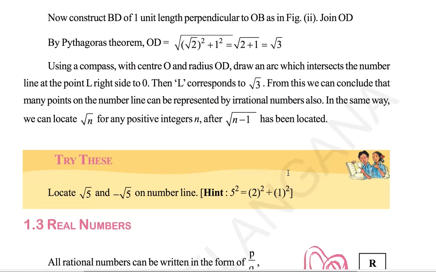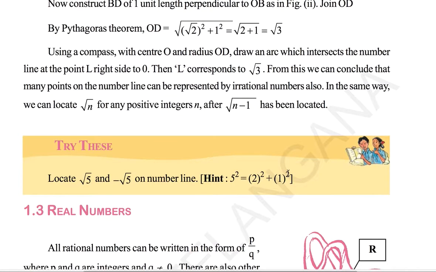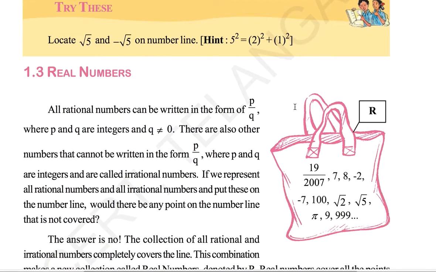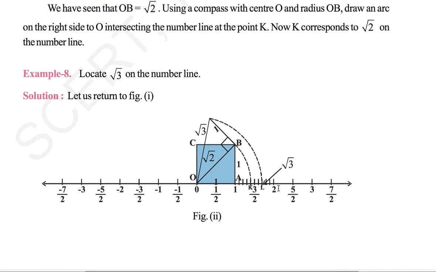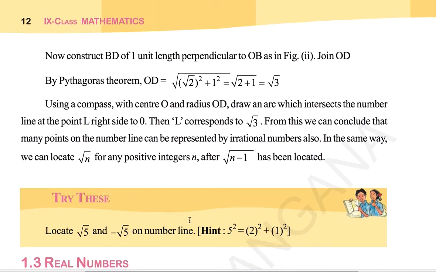In the same way, we can locate root n for any positive integer n after root n minus 1 has been located. This you can locate on the number line using this. After 2, extend 1 centimeter vertically, and draw the line meeting the end points from O. Then that is nothing but root 5.